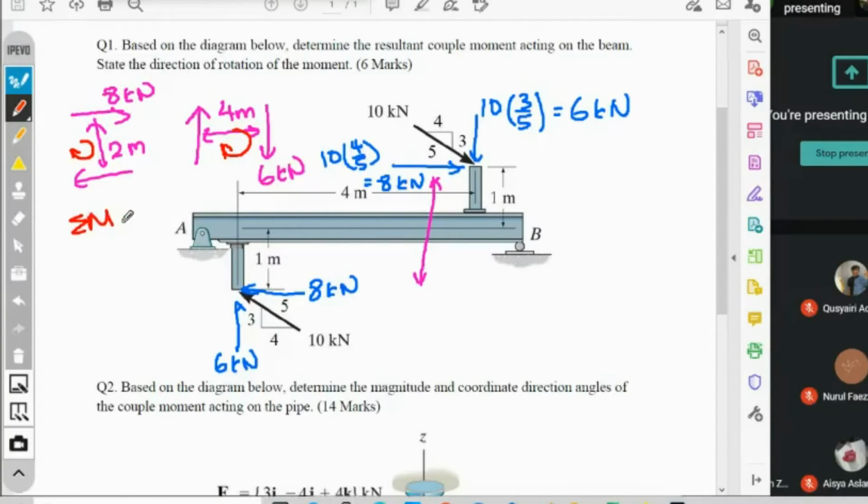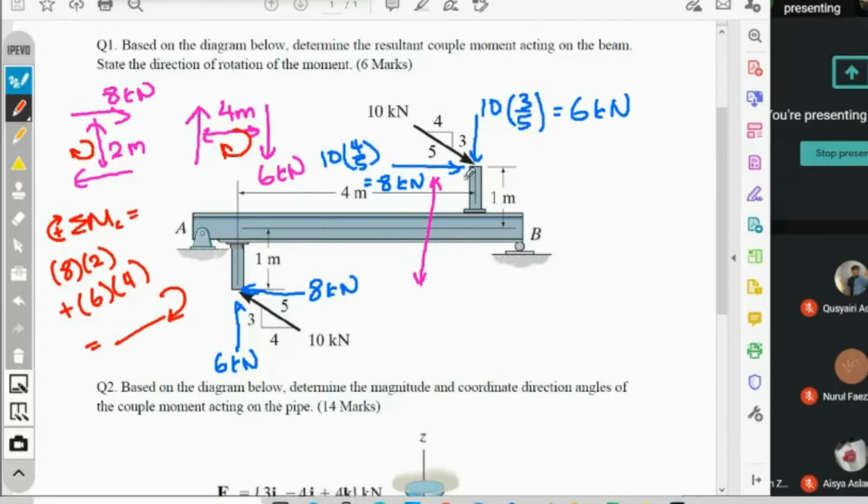Summation of couple moment, taking clockwise as positive, so that obviously the answer will be positive. For this one, it will be straight away 8 times 2. It's positive because it's clockwise, and we are taking clockwise as positive. If you take counterclockwise as positive, you will get negative and negative, of course. For this one also positive because it's clockwise, so 6 times 4. And then straight away you get your answer. Because all of this is positive, when you see state the direction of rotation, obviously it is clockwise.